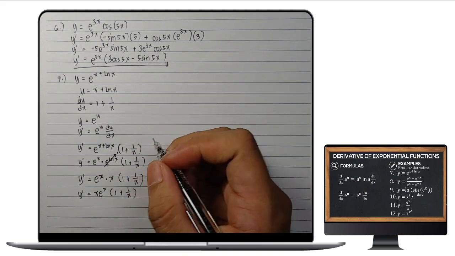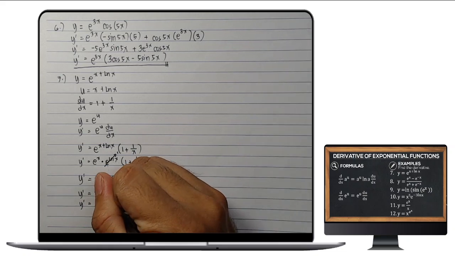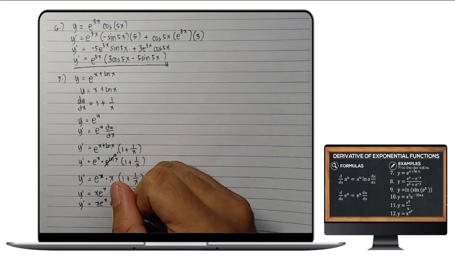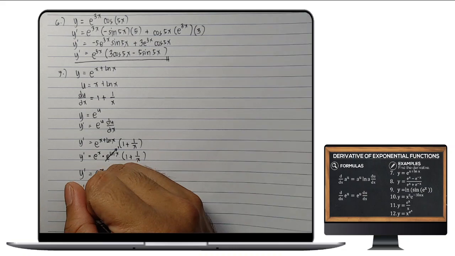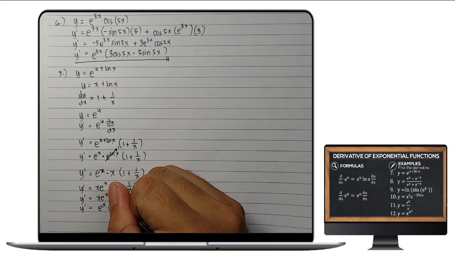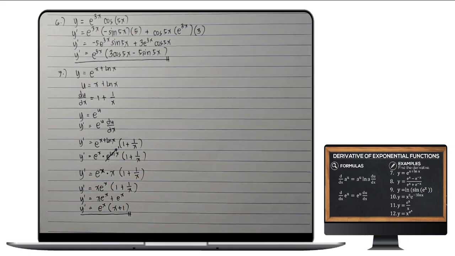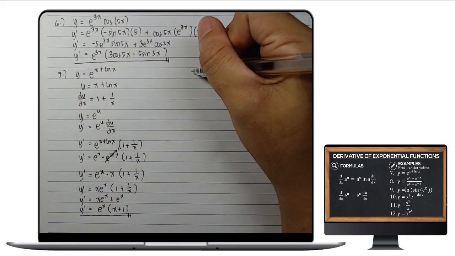Then, let's distribute this. So our y prime is equal to x e raised to x plus x times 1 over x, that will be cancelled out. So we will have here e raised to x, or factoring this, e raised to x multiplied by x plus 1. So you can present your answer like this. Okay? So, let's have the second solution.